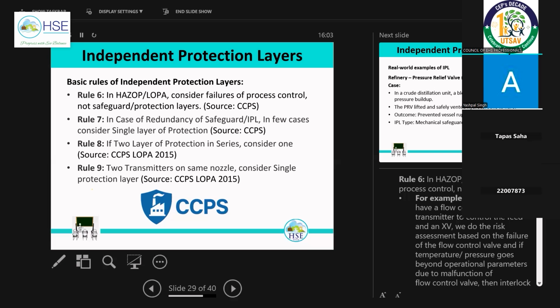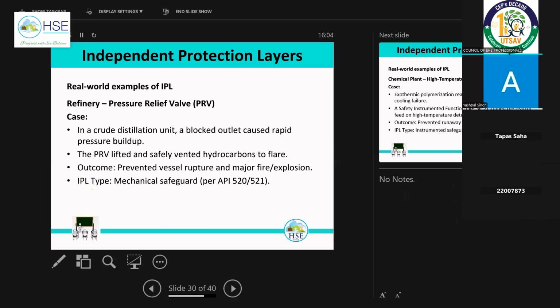So this is a basic thing. This is one example of a nozzle. So in that case, we have to check independency of the protection layer in all the aspects. Your installation should also be considered, your design of loop, installation of loop. Installation should confirm that different transmitters are independent of each other. So that is a basic concept for independent protection layer. Same reference of CCPS LOPA 2025. So these are the basic rules for defining the protection layers.